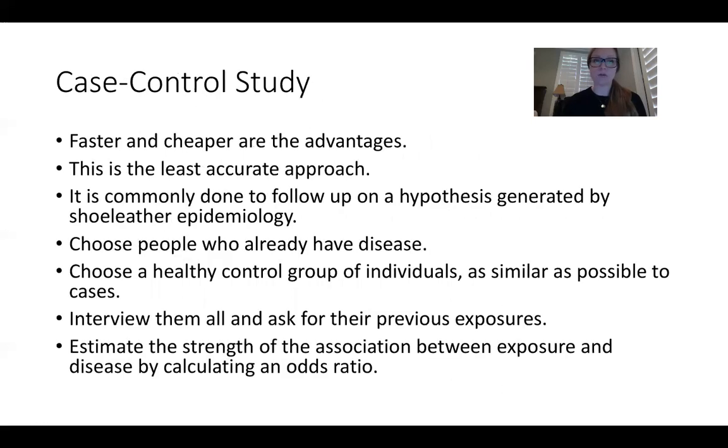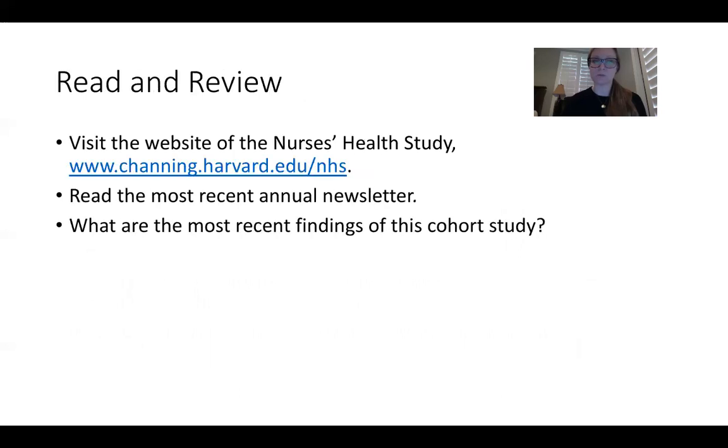Okay, case control: faster and cheaper are advantages of this. People who already have the disease are matched with a healthy control group of individuals as similar to the cases as possible. Interview them all and ask for their previous exposures. I would like you to read and review some of this so you get more comfortable with these kinds of studies.